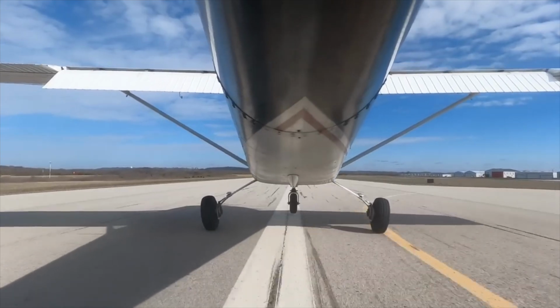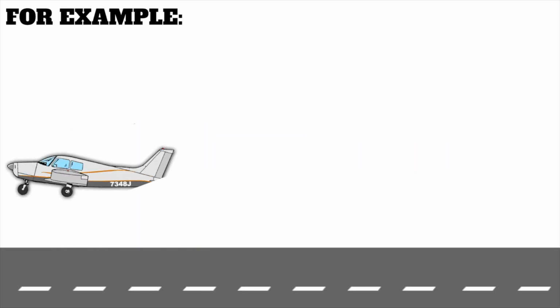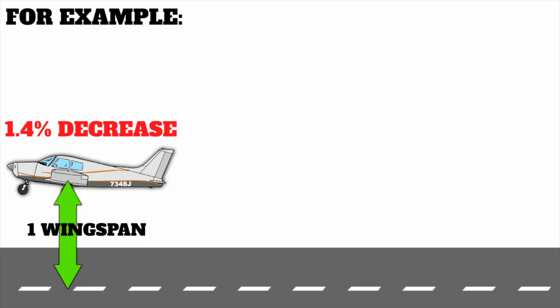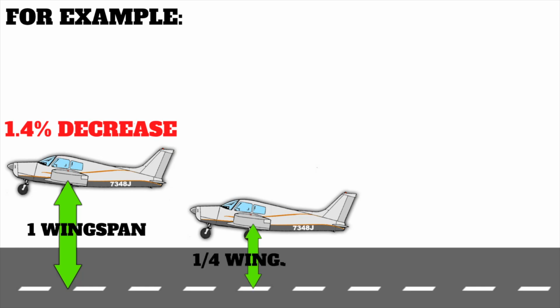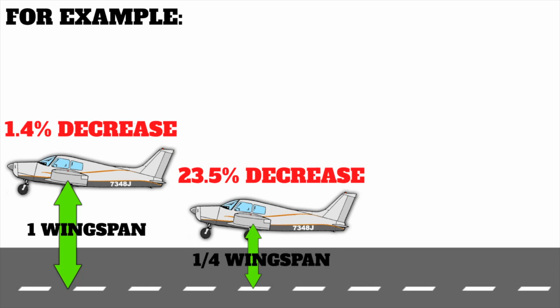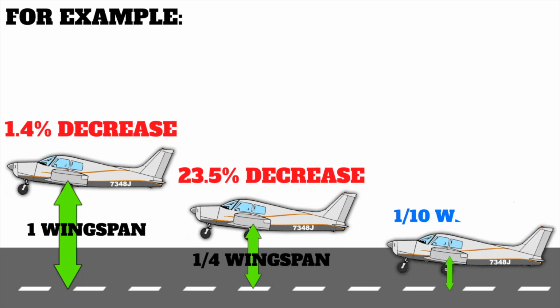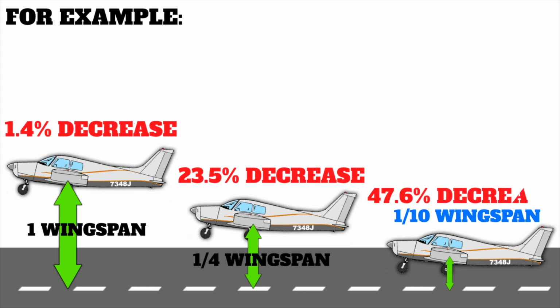Getting your airplane into ground effect eliminates that problem, and the closer you can get to the runway, the more it reduces it. For example, if you flare your airplane one wingspan above the runway, you will get a 1.4% decrease in your induced drag. But if you can get it within 1/4 of the wingspan, this will reduce your induced drag by 23.5%. Now, at 1/10 of the wingspan is where you really start seeing the benefits. And if you can flare your airplane within 1/10 of the wingspan of the runway, you will see a 47.6% decrease in induced drag.